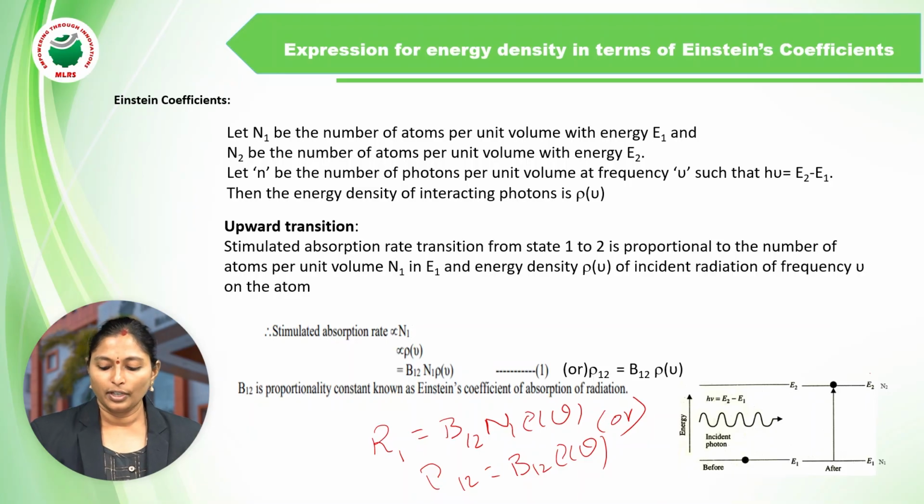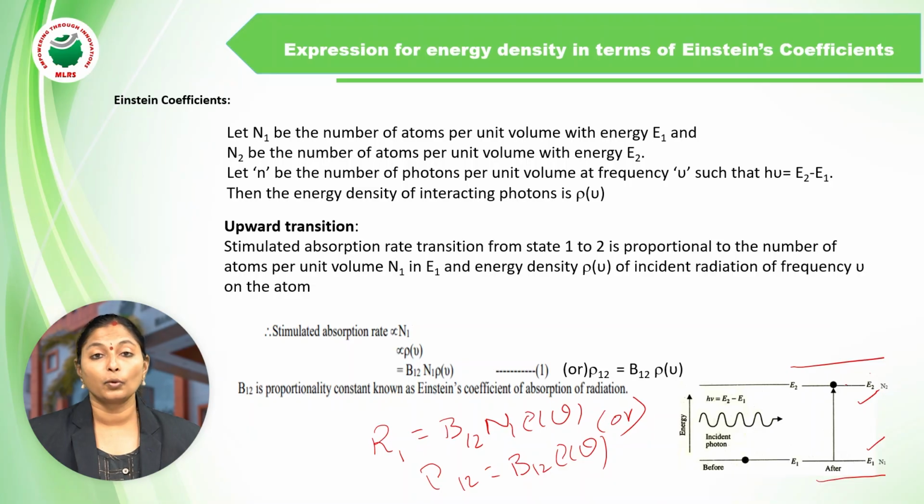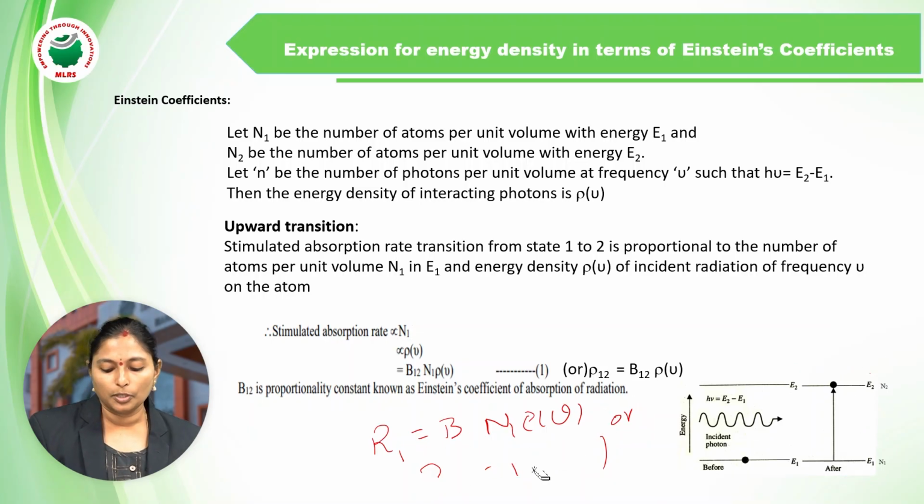So here we are going to consider the 2 energy level system. Here is the ground level and this is the excited level. E1 is the energy of the ground level and E2 is the energy of the excited level, N1 is the number of atoms in the ground level and N2 is the number of atoms in the excited level, and rho nu is the energy density. And what does the absorption process mean? It happens from 1 to 2, not 2 to 1, but 1 to 2.